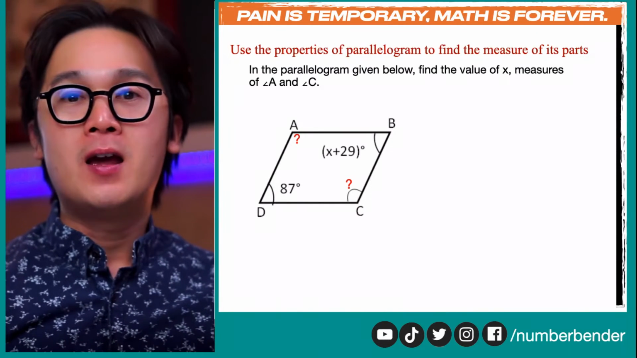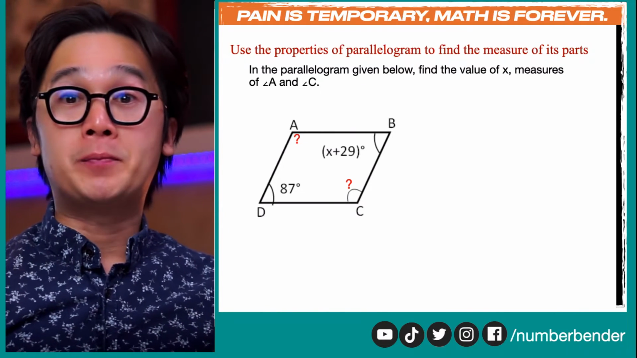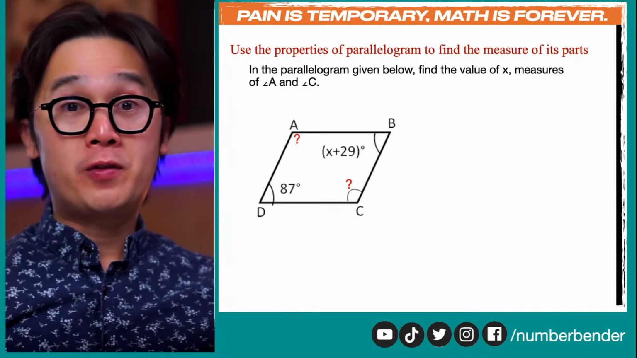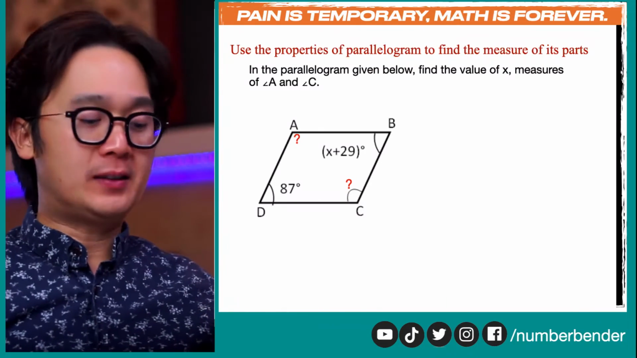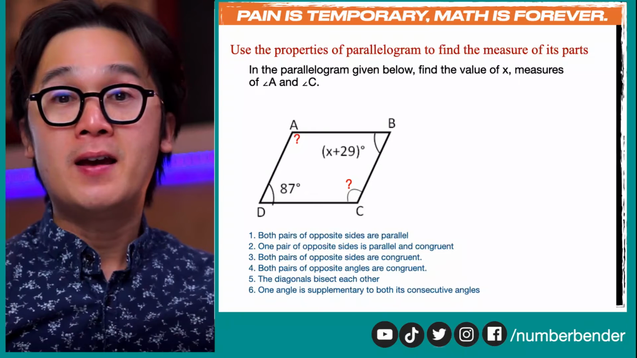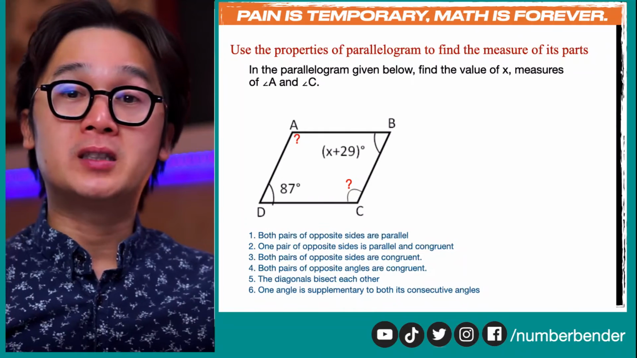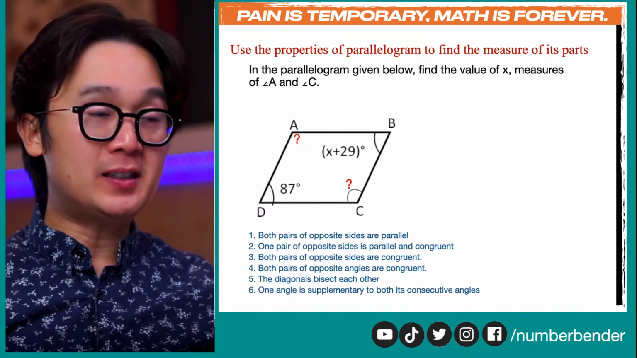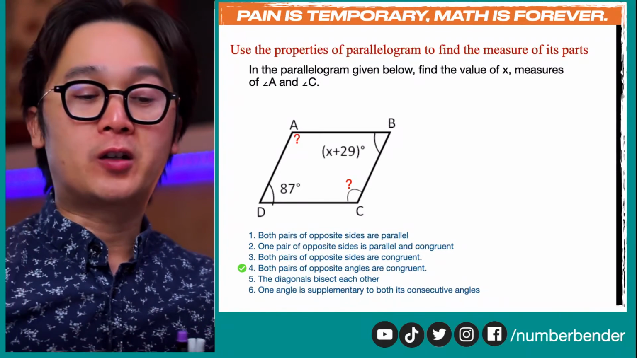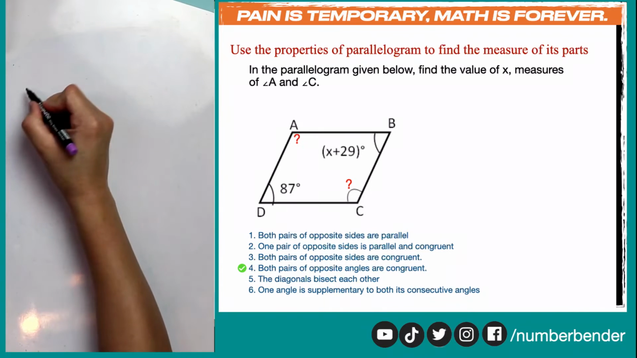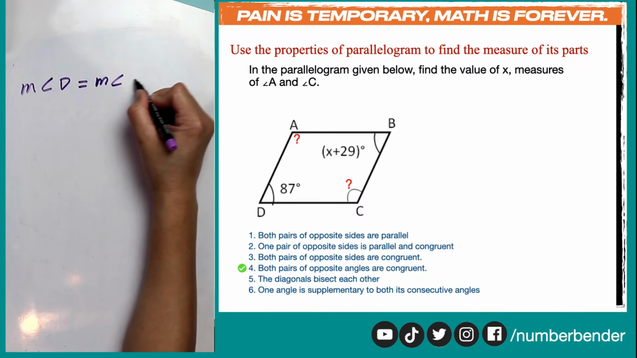So we have here parallelogram ABCD, and we need to find the measurement of angle A and the measurement of angle B. And to be able to do that, again, the clue is to use the properties of our parallelogram. So let's bring out the property so that we'll be able to write our equation that will help us solve this problem. And in this case, the property that we're going to be using is that both pairs of opposite angles are congruent, which means the measurement of angle D is equal to the measurement of angle B.